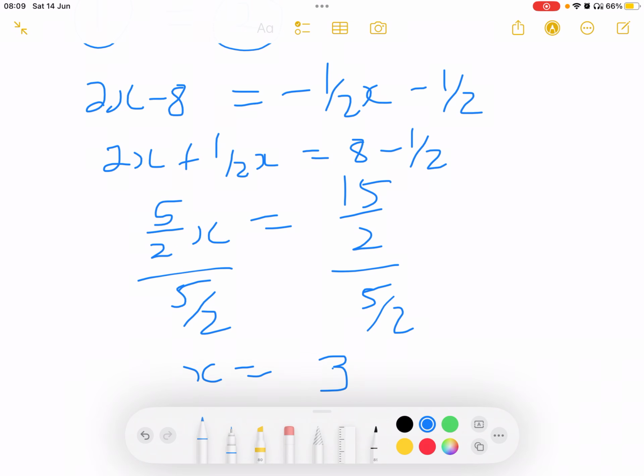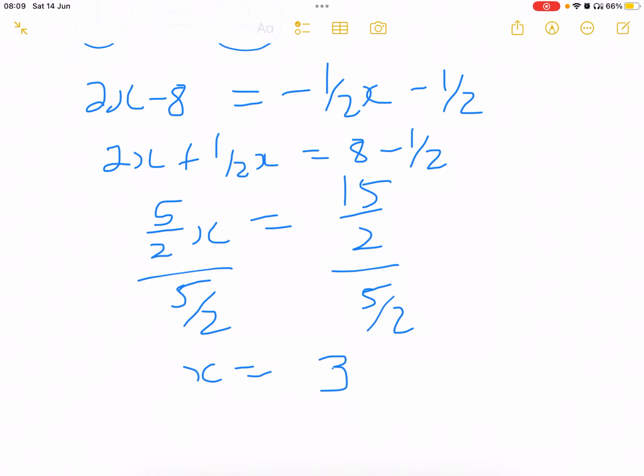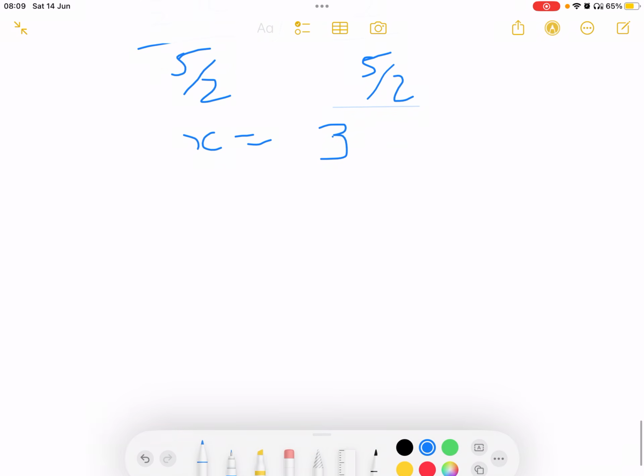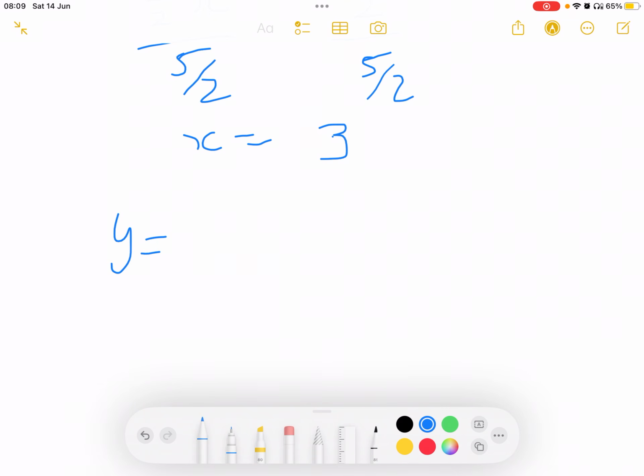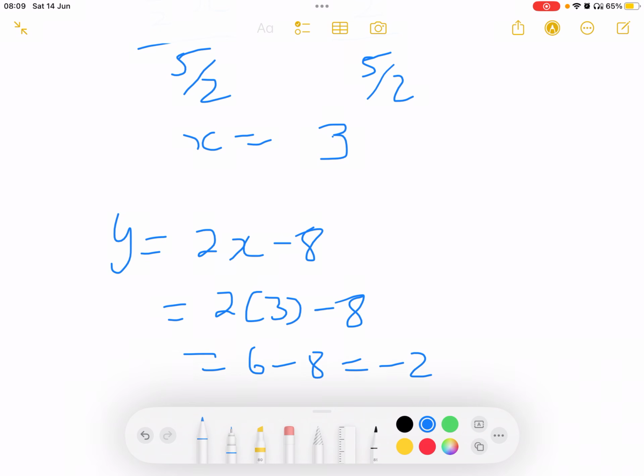What do we do with the 3? Now we can put it in any of the equations. So I'll use y is equal to 2x minus 8. Substitute the x value to be 2 times 3 minus 8. We get 6 minus 8, which is equal to -2. And therefore, coordinates of T are (3, -2). Right.